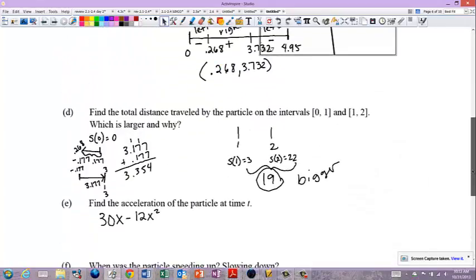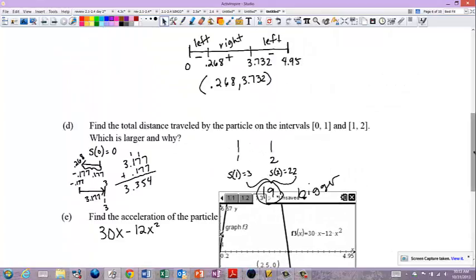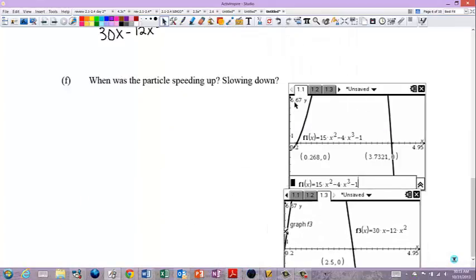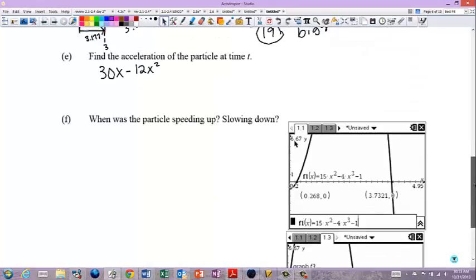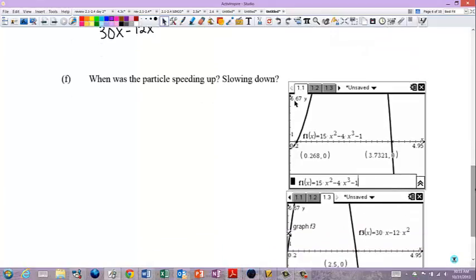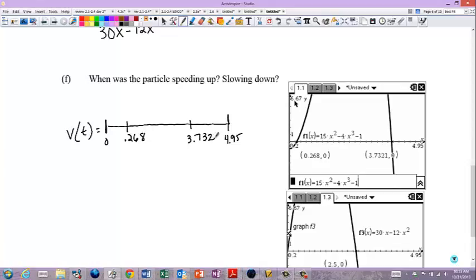And I would graph them separately. It's very difficult when you try to graph them on the same graph because it's hard to see what's going on. So here's my velocity graph, and I'm going to overlap them. My velocity graph from 0 to 4.95, we have 0.268 and 3.732, and that's negative, positive, negative.